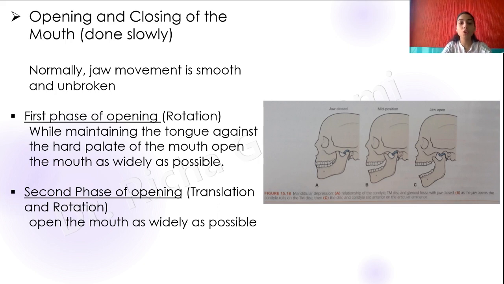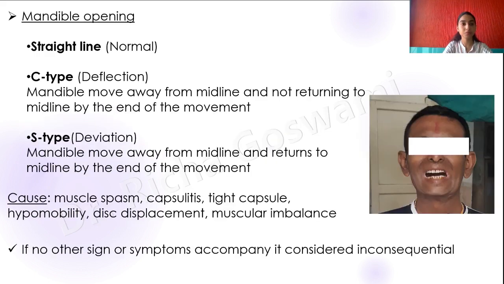To check the first phase of opening, while maintaining the tongue against the hard palate of the mouth, open the mouth as widely as possible. And to check the second phase of mouth opening, ask the patient to open the mouth as widely as possible. Patients with TM joint dysfunction most of the time have a problem with the second phase of opening.